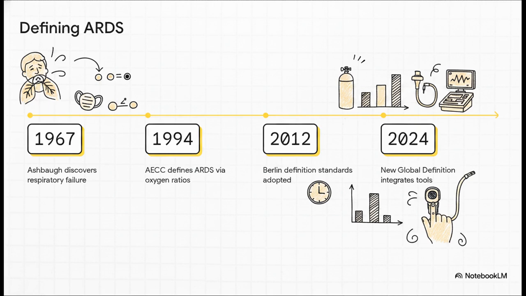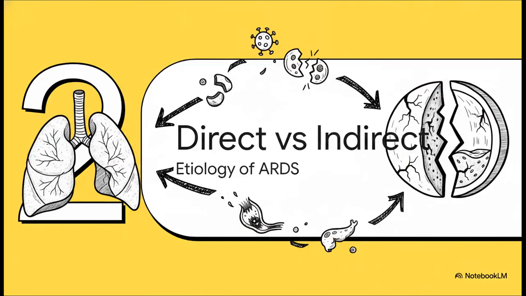It actually allows doctors to use things like pulse oximetry, high-flow nasal oxygen, and bedside ultrasound. The so what here is that we can identify that underlying inflammatory injury much, much earlier, even in hospitals that don't have infinite resources. Moving on to section 2, direct versus indirect lung injury.